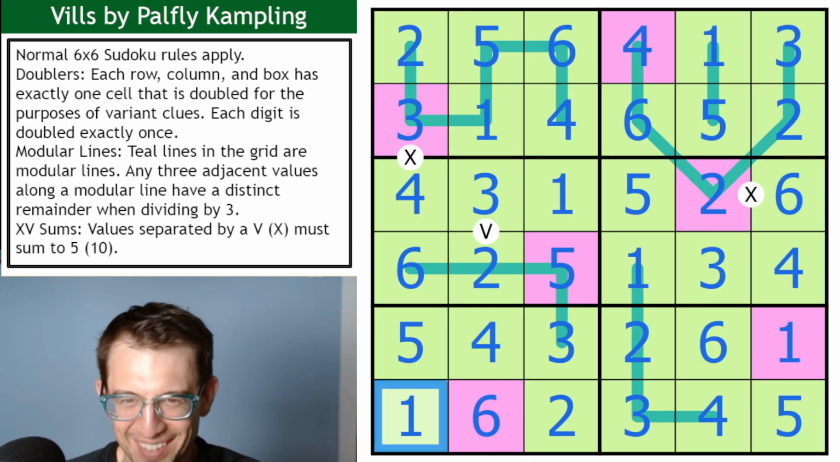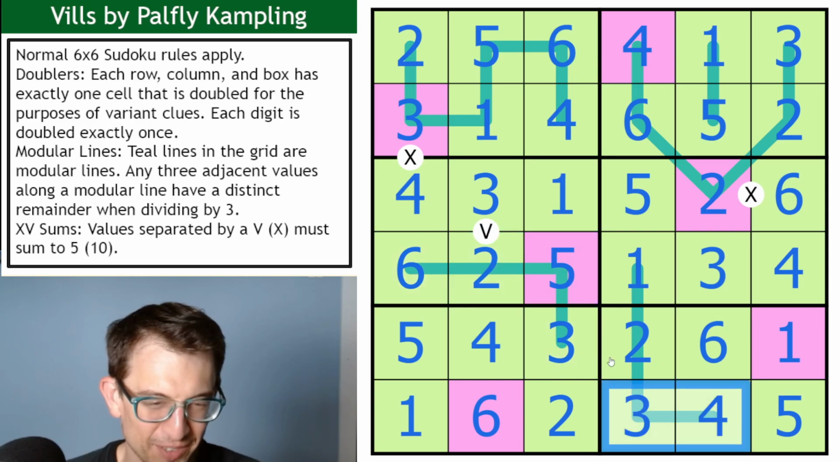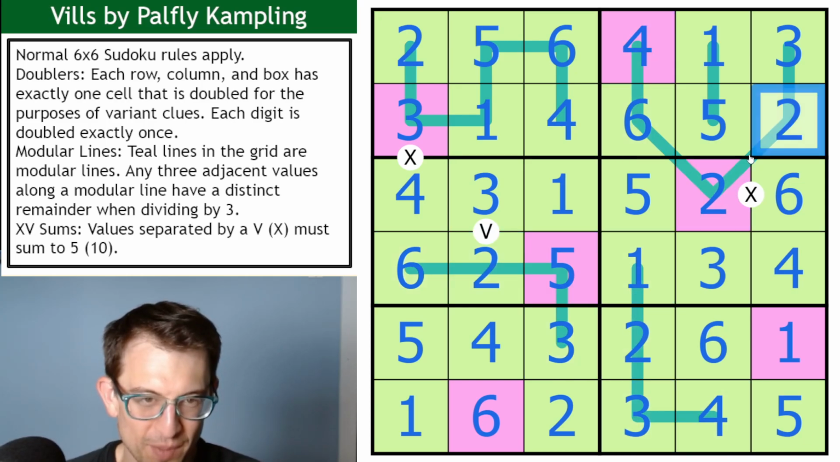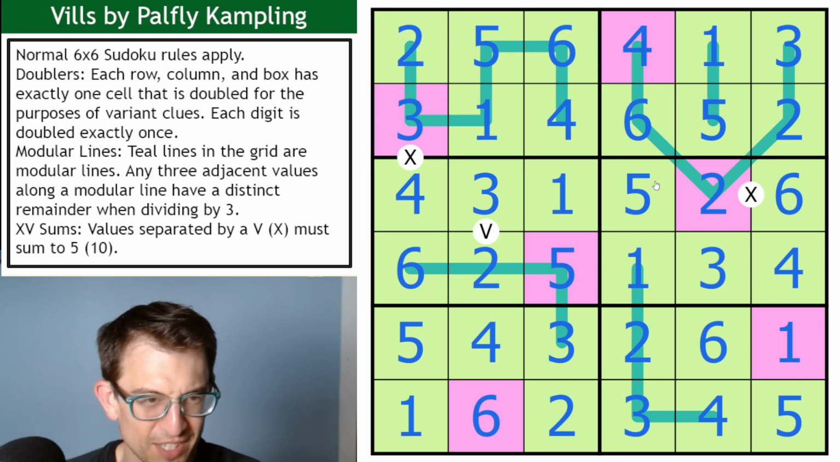Wow, who was that? Good job, Palfley, for this puzzle. It's really neat. I really liked how the doubler and the modular lines interacted and all these cool little geometry tricks you put in here. Very neat. Yeah, definitely quite tough for a 6x6.